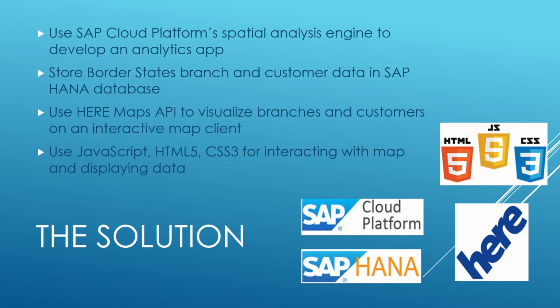The solution they came up with to accomplish this is to use the SAP Cloud Platform's spatial analysis engine to develop an analytics app that they can use, store BorderStates branch and customer data in an SAP HANA database, use HereMaps API to visualize branches and customers on an interactive map client, and you'll get to see that later on, and use JavaScript, HTML, CSS for interacting with the map and displaying the data.